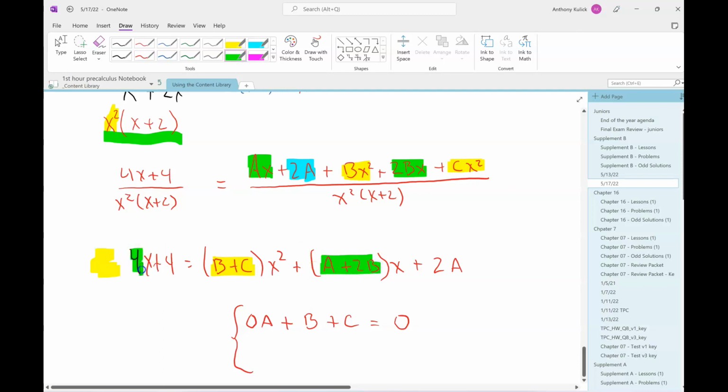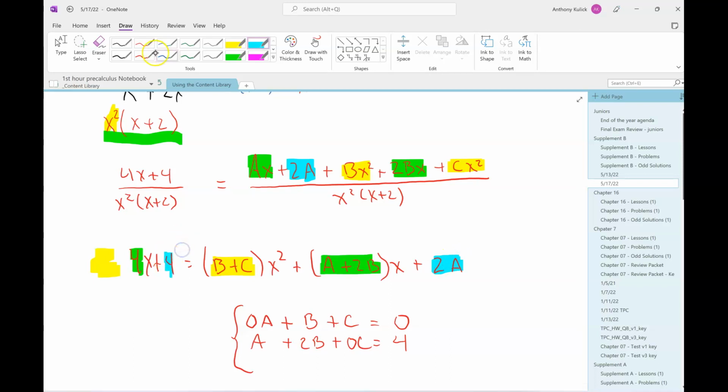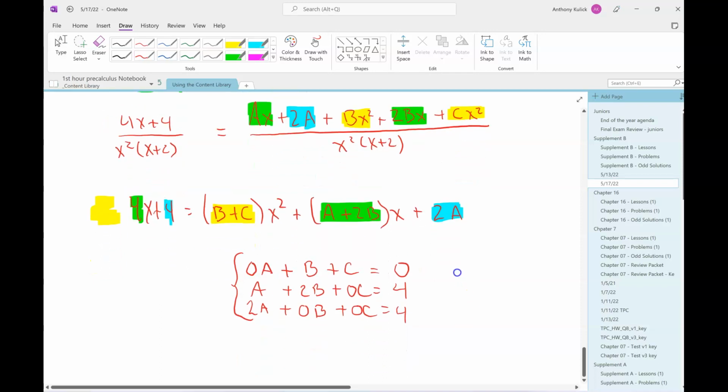My next equation, a plus 2b has to equal 4. Notice I'm missing a c, so I'll go ahead and write 0c when I get to the c spot. And the last one, 2a, should equal 4. So I'm missing b's and c's there. So there's my system.